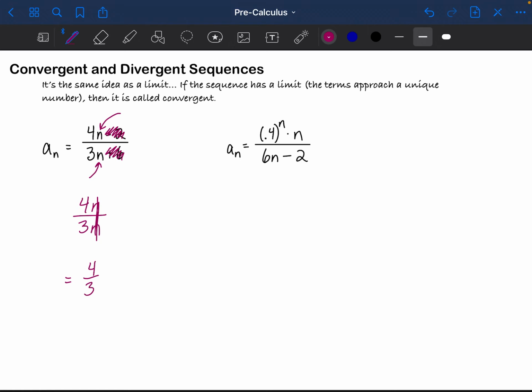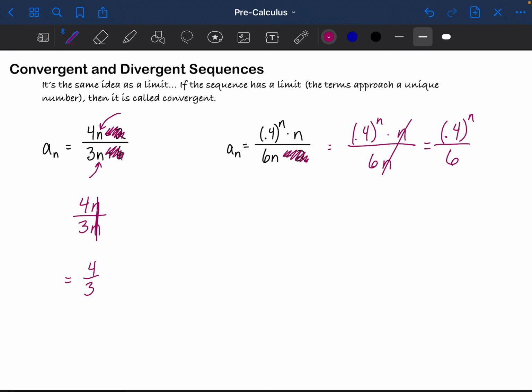Well, when n gets super, super large, just like the last one, these constants just don't really matter, right? A trillion minus 2, okay, not really much different. Now that I have this, well, that becomes 0.4 to the n times n over 6n. Well, I got an n in the numerator and in the denominator. So that becomes 0.4 to the n divided by 6. And now you really need to think about what's going to happen.